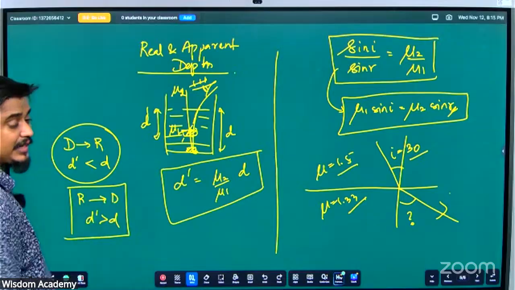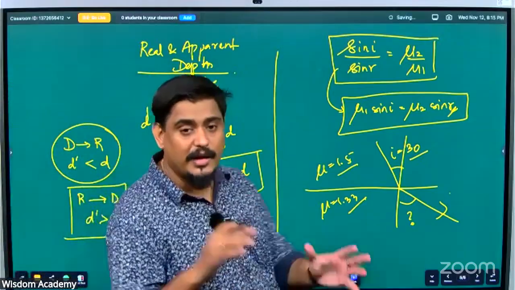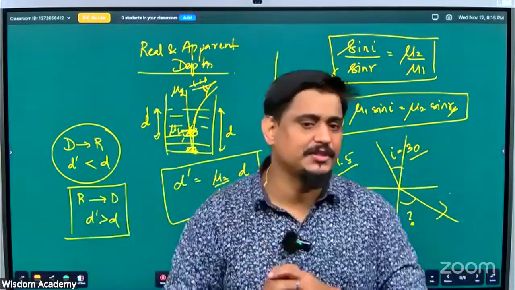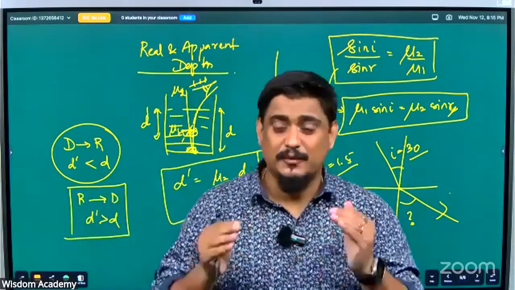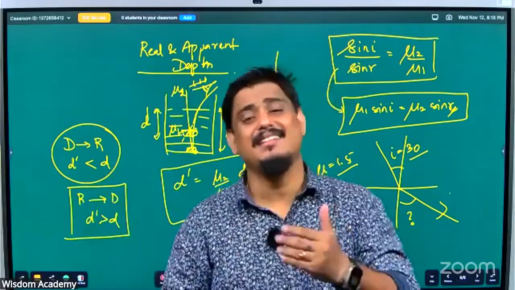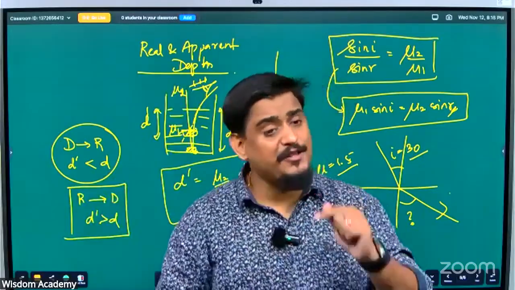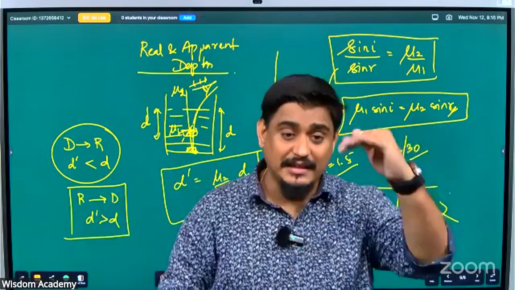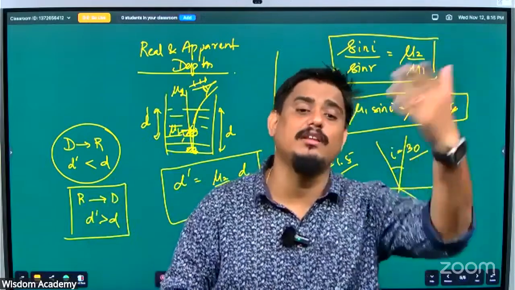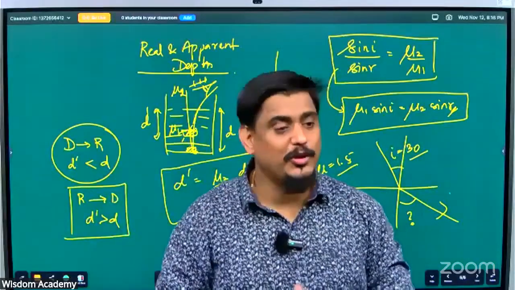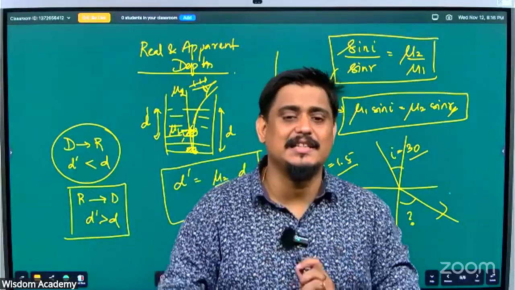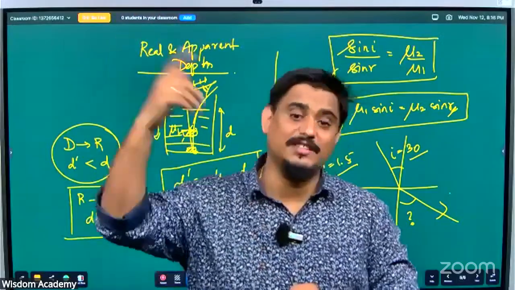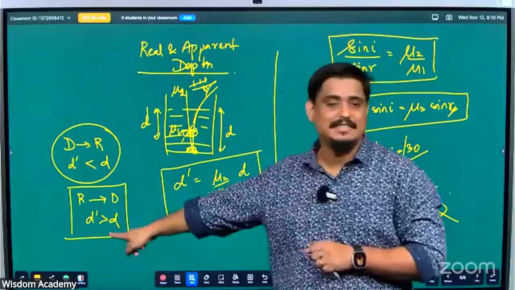In the class, we have taken an example also: the bird and the fish example. You remember the question? When the bird is seeing the fish, then for the bird, the fish's apparent depth is lesser than the real depth. But when the fish is seeing the bird, the apparent height of the bird is more than the real height. Because when the fish is seeing, light is coming from air to water, which is rarer medium to denser medium. So apparent depth will increase.